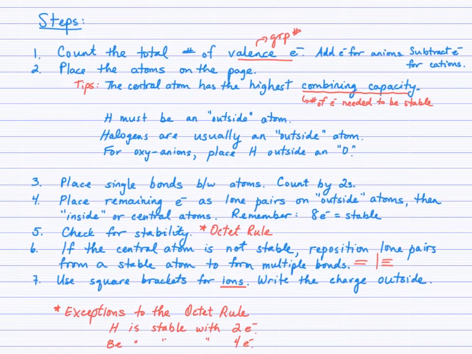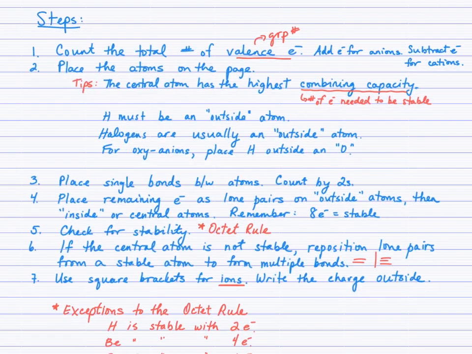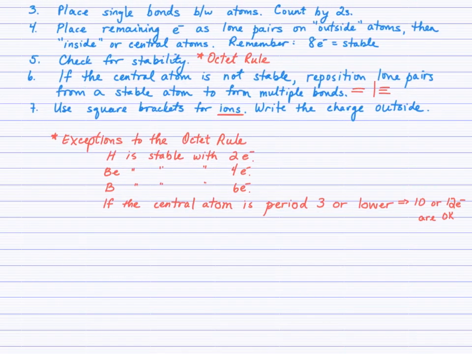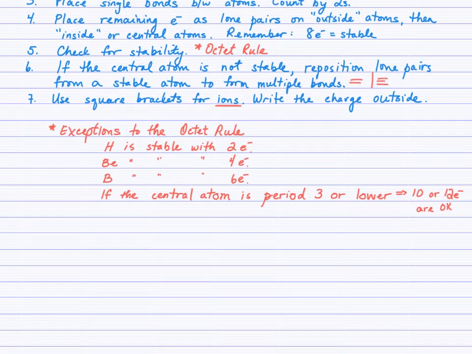Okay, there are a few exceptions to the octet rule, so I have just indicated these below. You'll know that hydrogen is stable with 2 electrons, beryllium with 4, boron with 6, and you will on occasion, more commonly in our next course in grade 12, see the central atom perhaps need to hold 10 or even 12 electrons, and that's okay as long as the central atom is period 3 or lower.